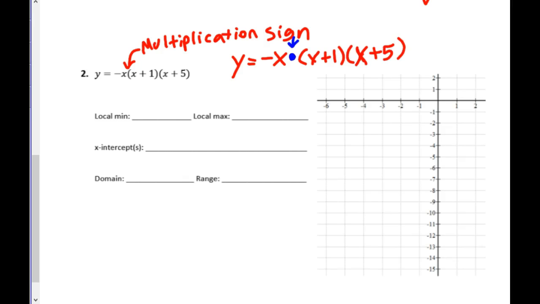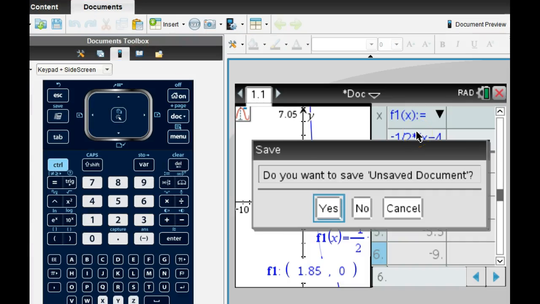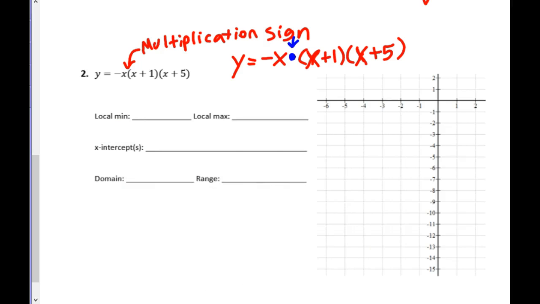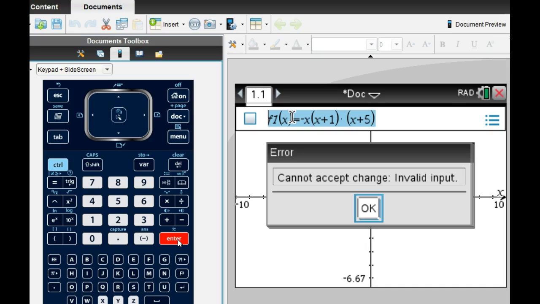Okay? So everyone, let's type this in so you get some practice so you can see what I'm talking about. I'm going to type it in wrong first, just so you can see it. Okay? So I'm going to go to on, new document, don't save, go to graph. Now, originally it says -x, parentheses. So let's type that. -x, parentheses. We have x plus 1 and x plus 5. If I type it in the exact way I saw it on the paper and I hit enter, it gives me an error. Does everyone see this error?